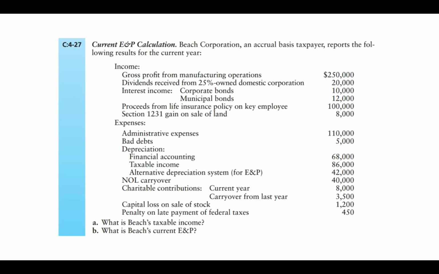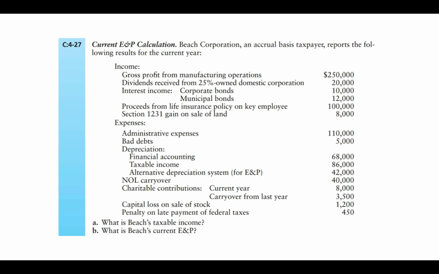Here we have Beach Corporation, an accrual basis taxpayer. They have the following results for the current year, and we want to know their taxable income and then their current earnings and profits. I like this problem because it's a good review of taxable income. We just need to figure out our gross income, deductions and losses, income before any special deductions, and special deductions. So we'll do that first in part A.